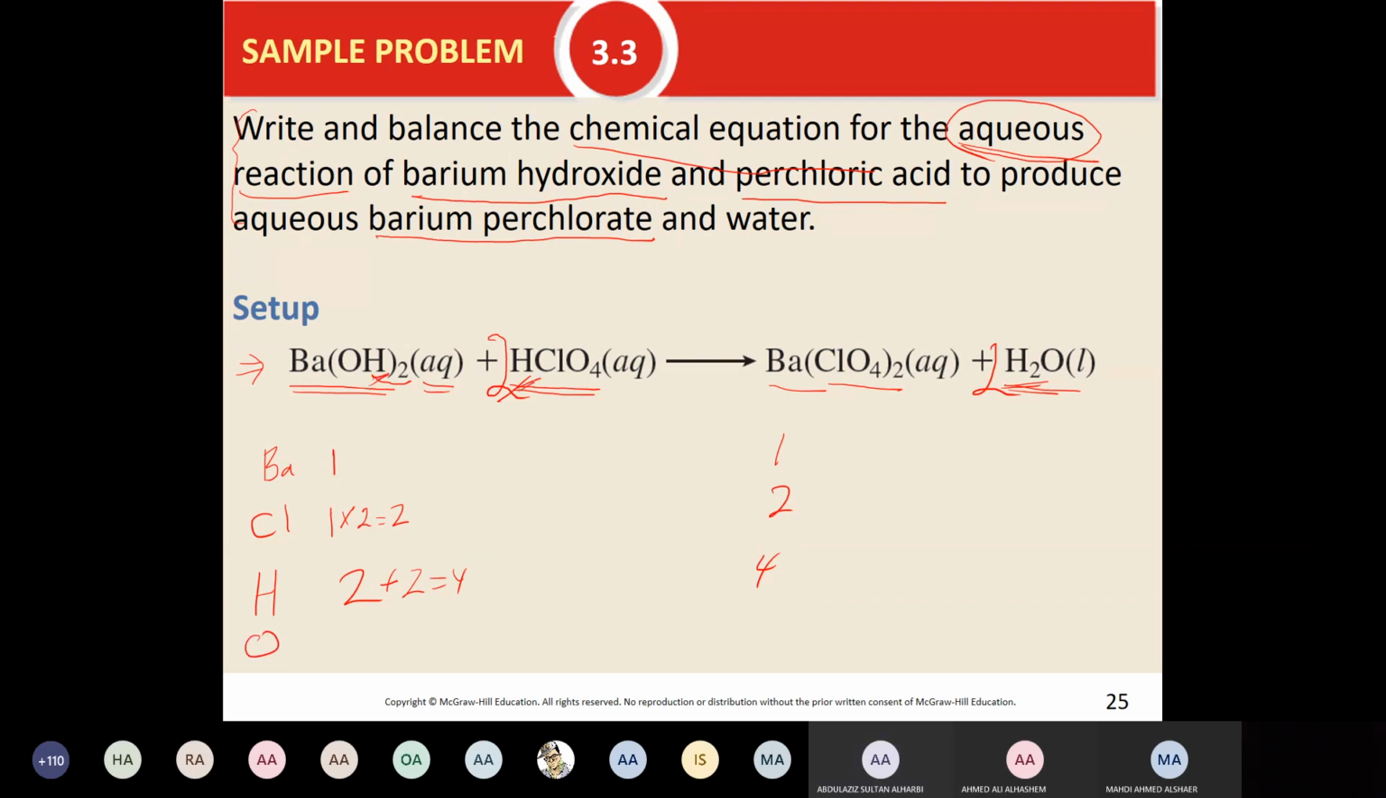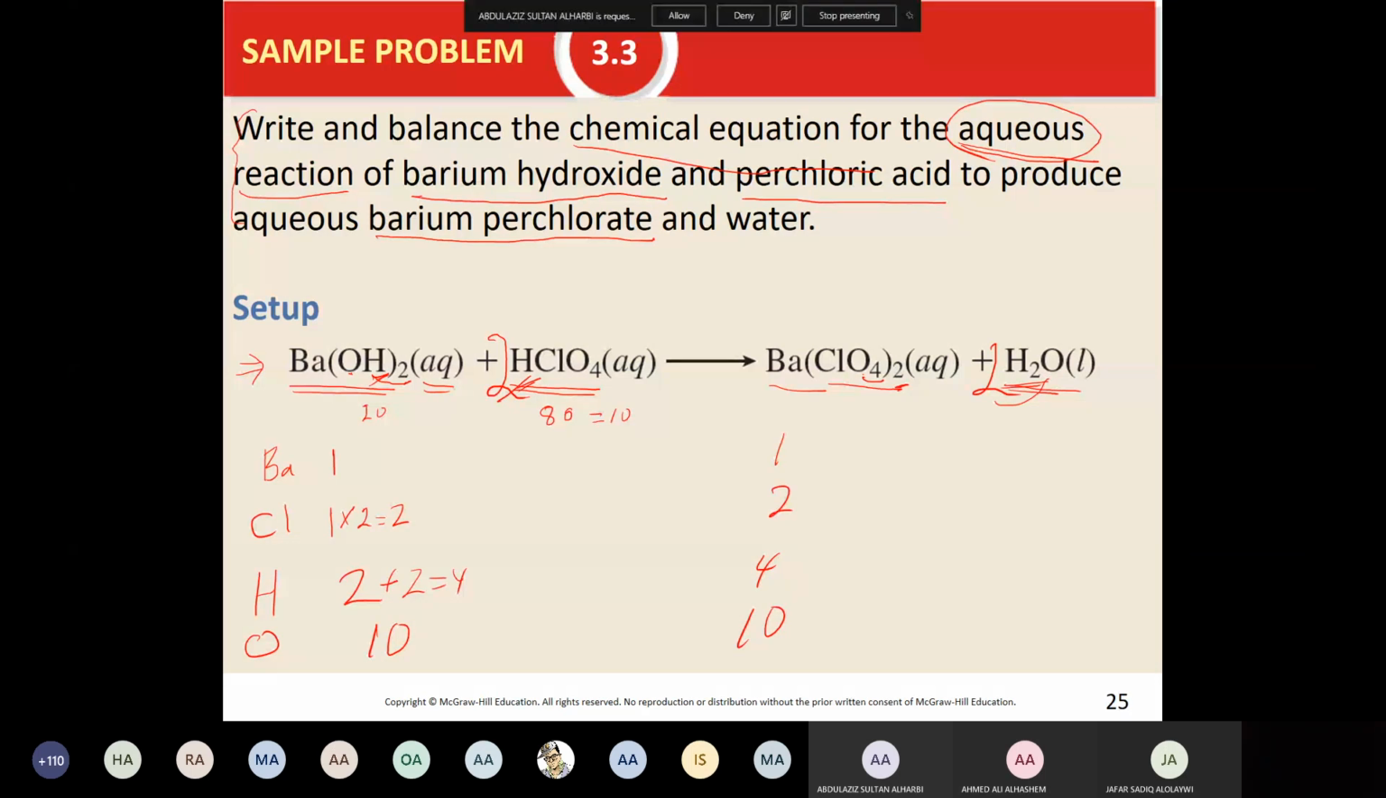Last thing is oxygen. What's oxygen? I have here 2 times 2 oxygen, and on this side I have 8 oxygen. Total is 10. So in the reactant I have 10. How many in the product? 10. I have 4 times 2 is 8, and 2 is 10. So it is already balanced.